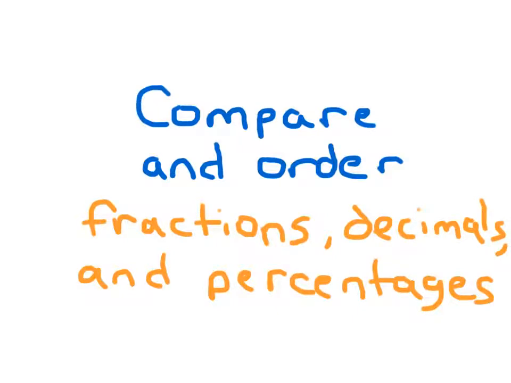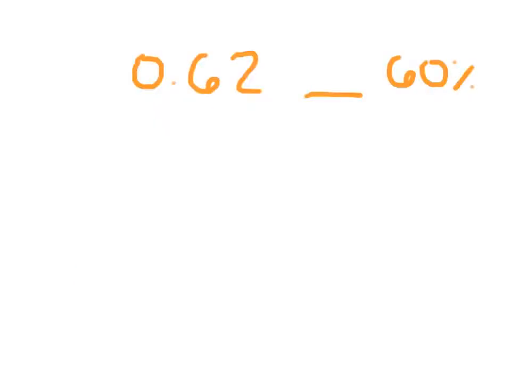In this lesson, we're going to learn how to compare and order fractions, decimals, and percentages. If we were just comparing these, we would be comparing a decimal number with a percentage. It is much easier to actually compare things when they are the same. So in this case, we could go ahead and convert the 0.62 to 62%, compare it with 60%, and note that we could put in a greater than sign.